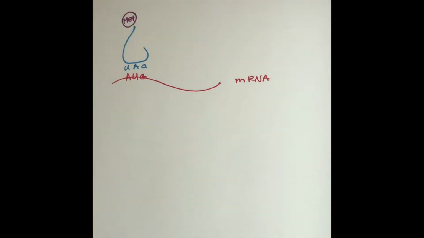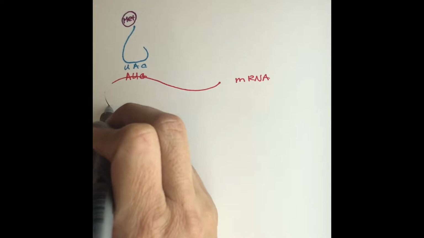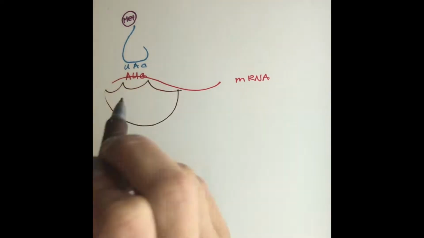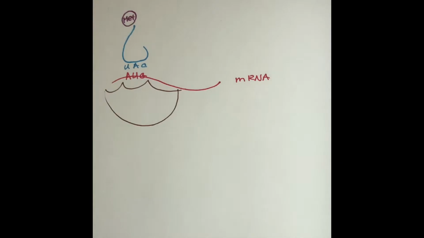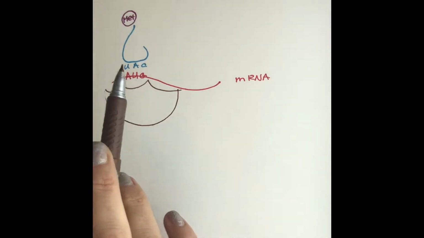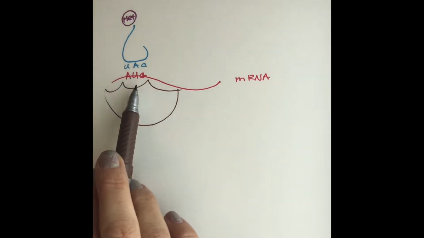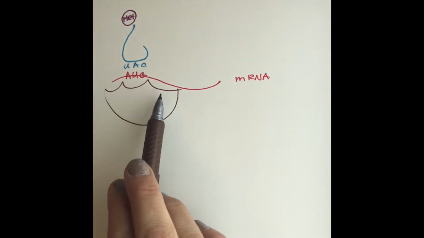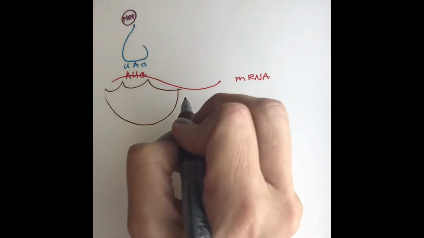Okay. So now what's going to happen next is we're going to have the small subunit of the ribosome assemble on top of this. The small subunit of the ribosome right here. And this tRNA, and only this tRNA, is going to come in right in the middle of this. All of the rest of the tRNAs are going to come in on this side of the small subunit of the ribosome.